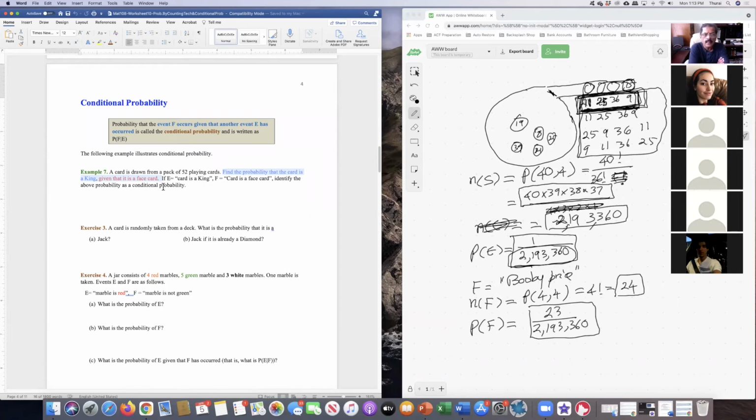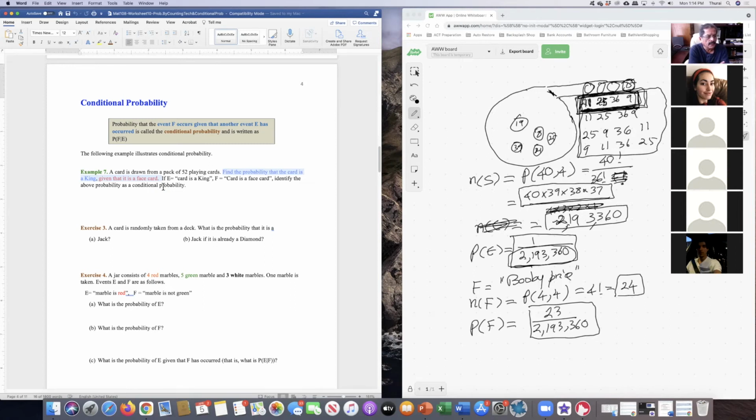Now, king is a face card, but there are other face cards. So how many face cards are there? Four kings, four queens, and four jacks. Ace is not considered to be a picture card. That's 12.